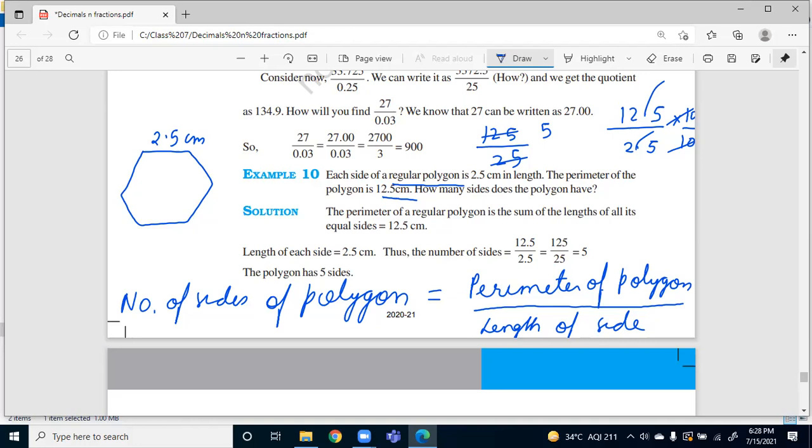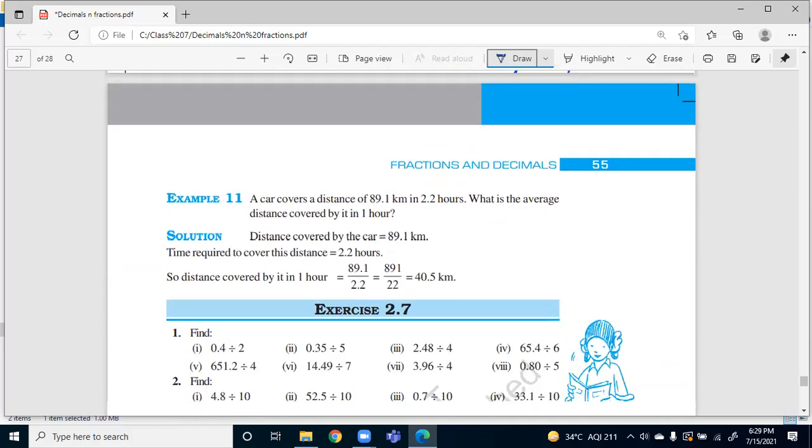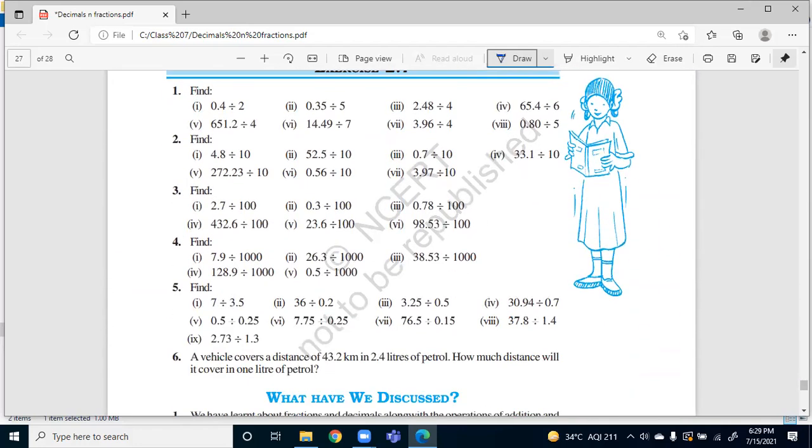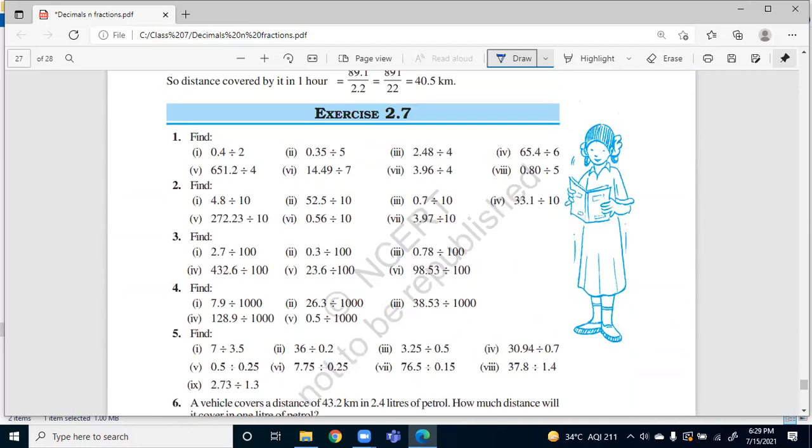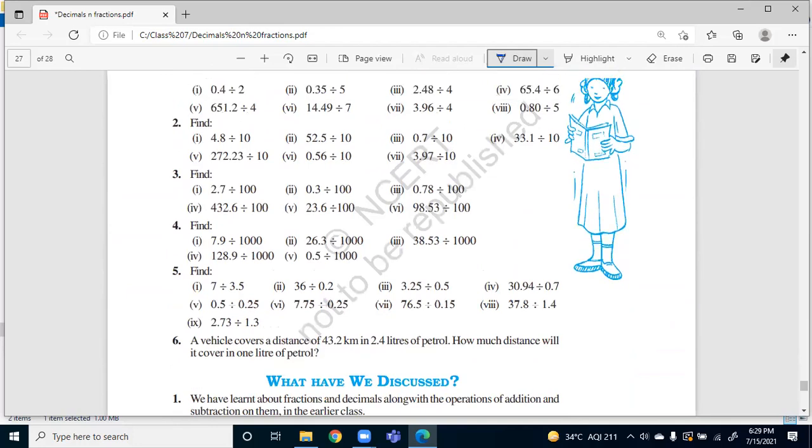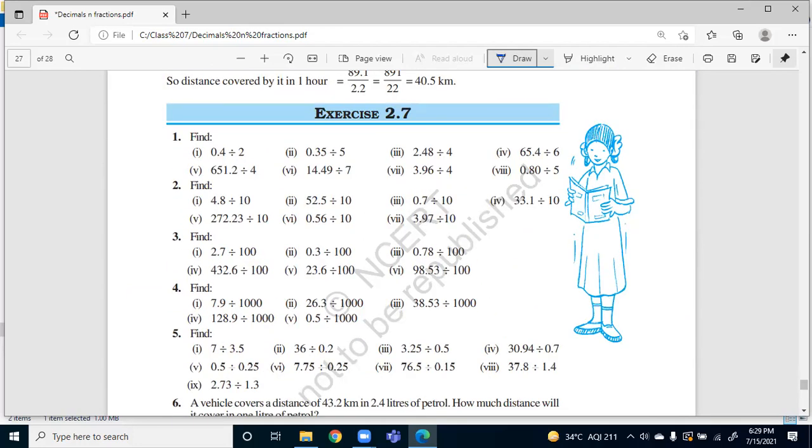Okay, ma'am. So please complete it, then we will start the exercise. Ma'am, done. Okay. So let's start with the exercise itself. That exercise is based on division and there is one word problem. I will be doing some difficult ones and the others you have to try by yourself.